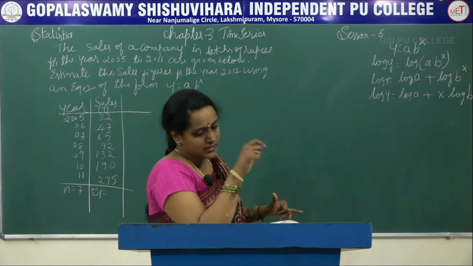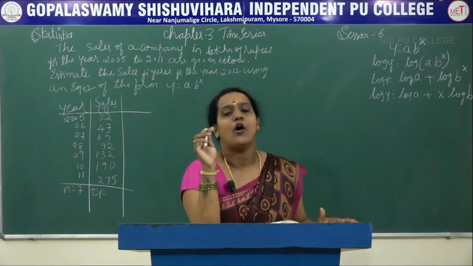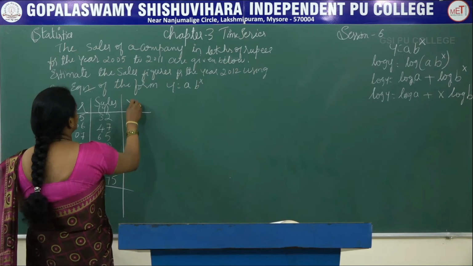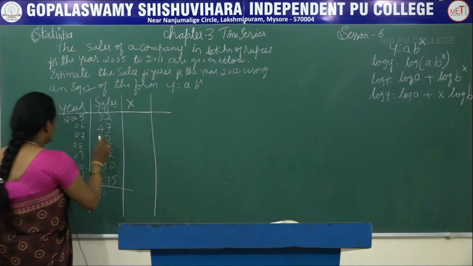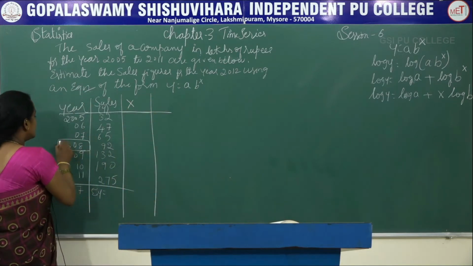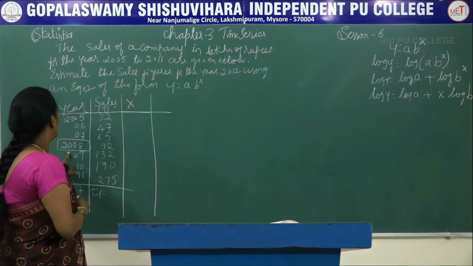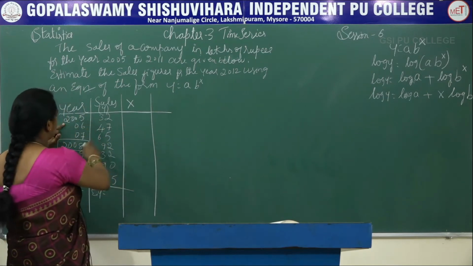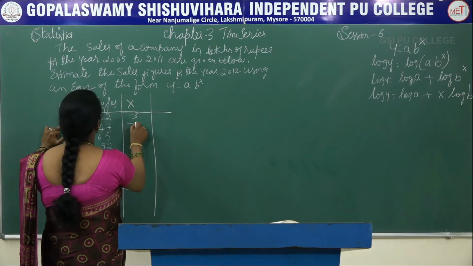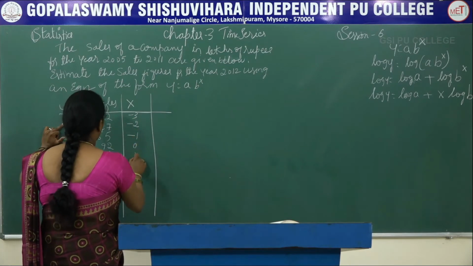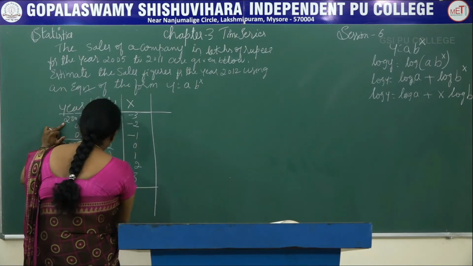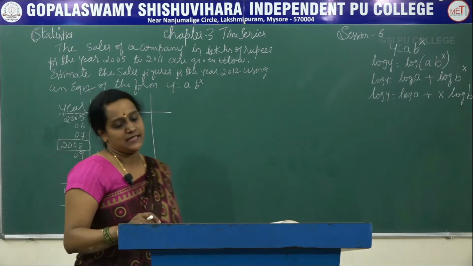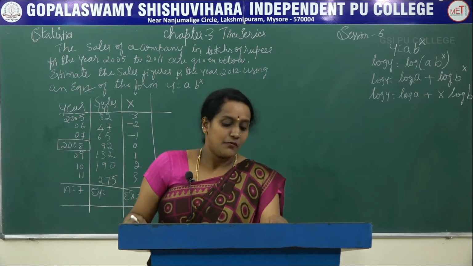After this, the first step is that we always make summation x equal to 0. To find x, we take the middle year. Your middle year is 2008. If we take the deviation, you will get the x values: 2005 minus 2008 is minus 3, then minus 2, minus 1, 0, 1, 2, 3, and here the summation x is equal to 0.